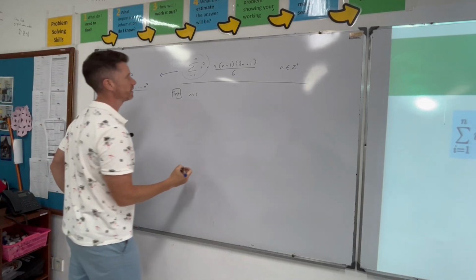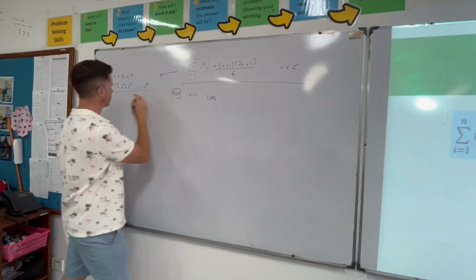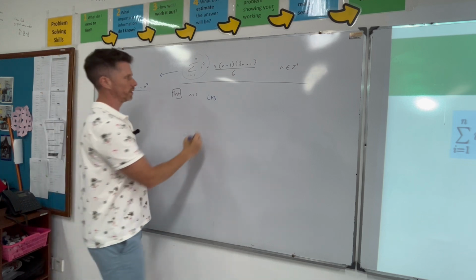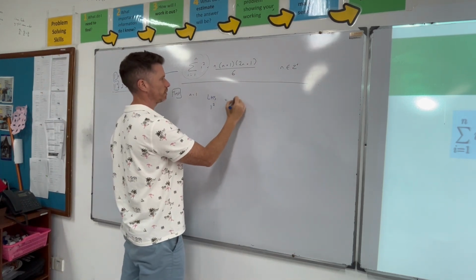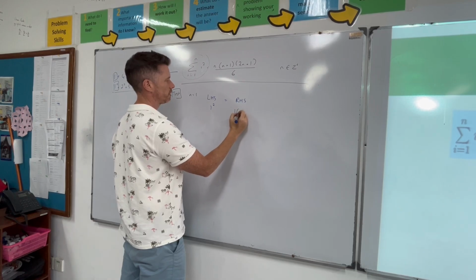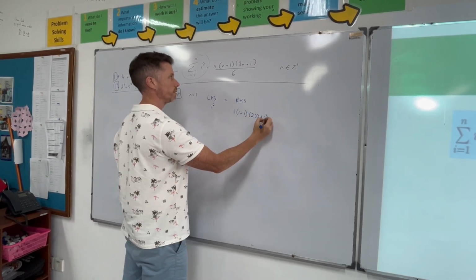So on the left-hand side of this, we have, well, we already did it over here. It's 1, isn't it? 1 squared. Does that equal, on the right-hand side, 1 times 1 plus 1 times 2 times 1 plus 1 all over 6?